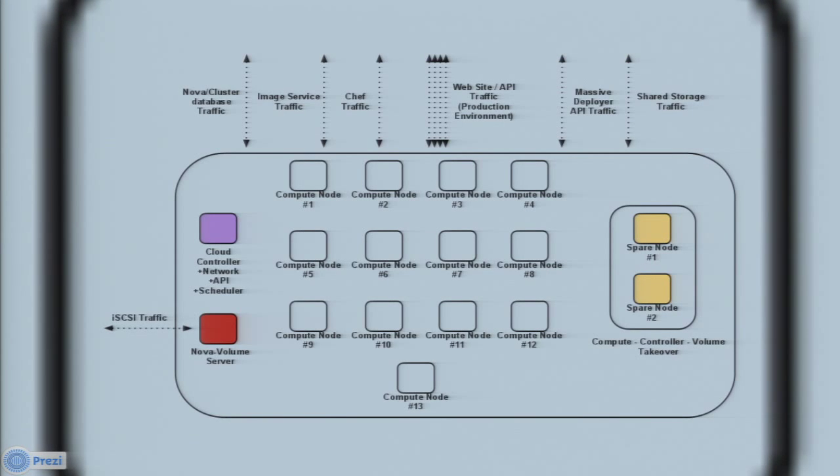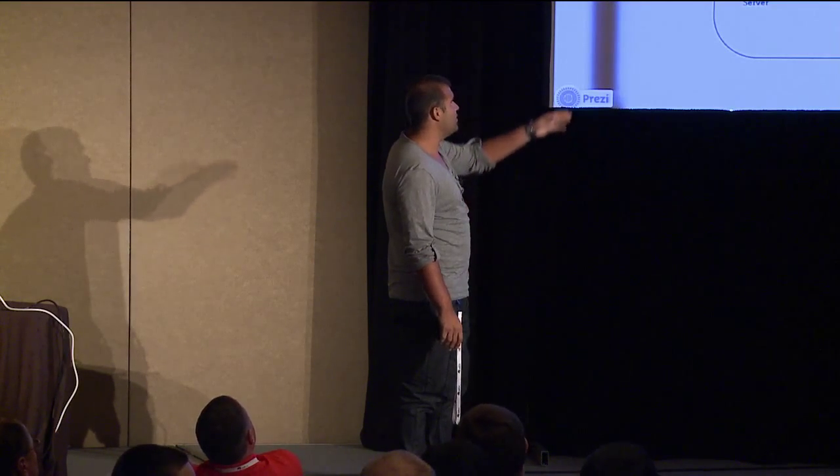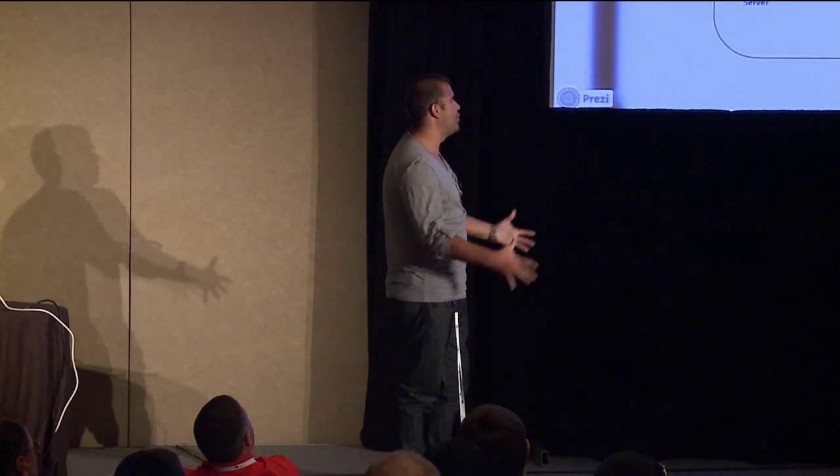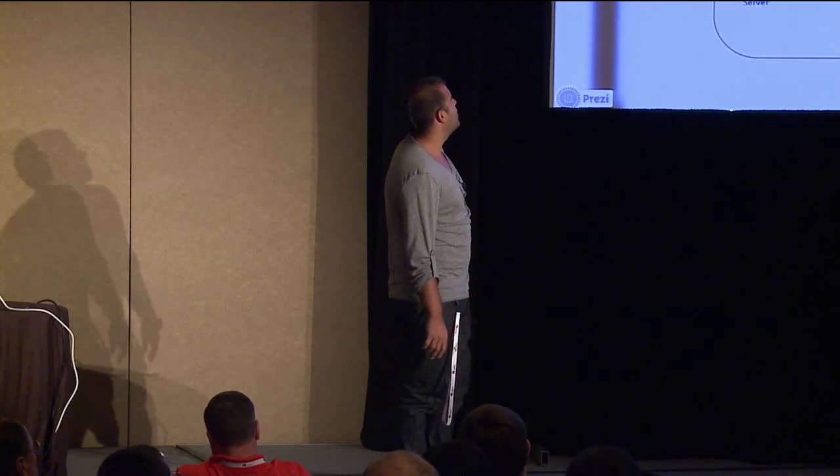We had about a 15 compute node cluster with a controller that acts as an API endpoint, as a Nova network, as a Nova scheduler, and as a Nova volume server. 16 nodes, two spare nodes. One of the spare nodes was configured as a controller. Back in Cactus, there was no HA for OpenStack, so we managed to have another spare controller that we can turn on in case this controller was lost and recovered. So that was how it was composed. The iSCSI traffic actually goes to the NetApp storage. The Massive Deploy API, as I told you before, was our API to show the whole infrastructure as one, as zone awareness.